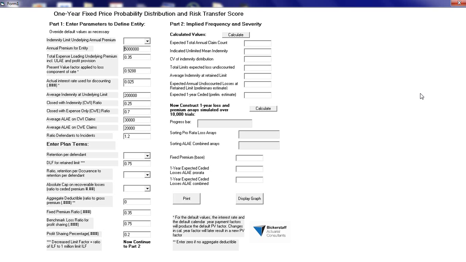And welcome back. This is David Bickerstaff, consulting actuary in Frisco, Texas. In this video, this is part 3 of a 3-part demo of a model we put together to address risk transfer issues for proposed reinsurance terms and contracts for a new captive.